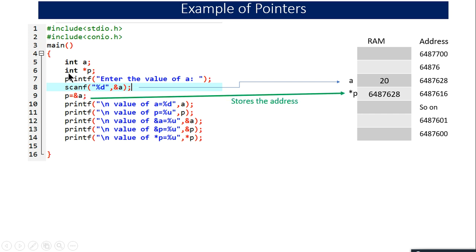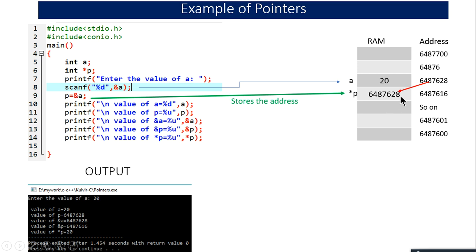When you declare your pointer variable int star p and a, the address of a is copied to p, and using this pointer you can access the value using the star operator and the & operator. The & operator points to the address, so this is the address, and star points to the value inside the address, that is 20. So these were the pointers in C language.